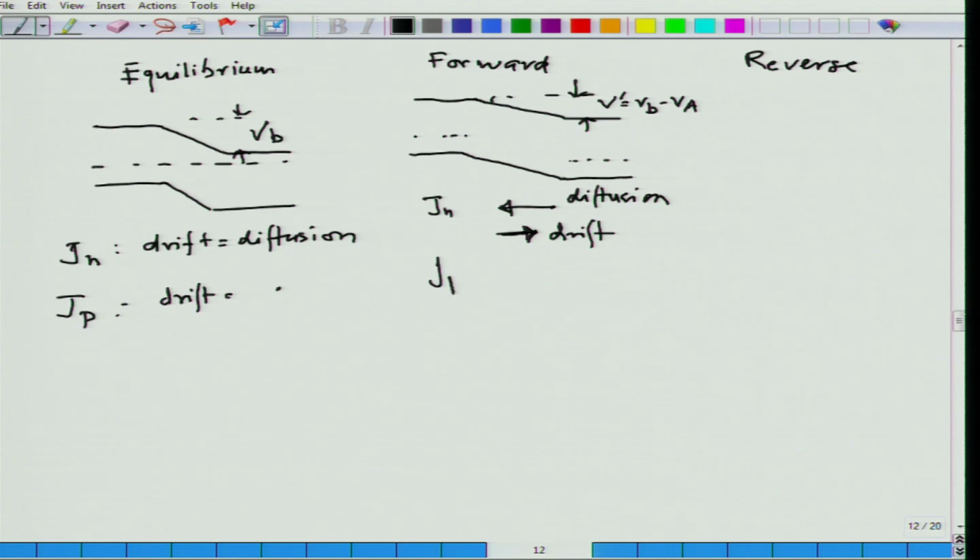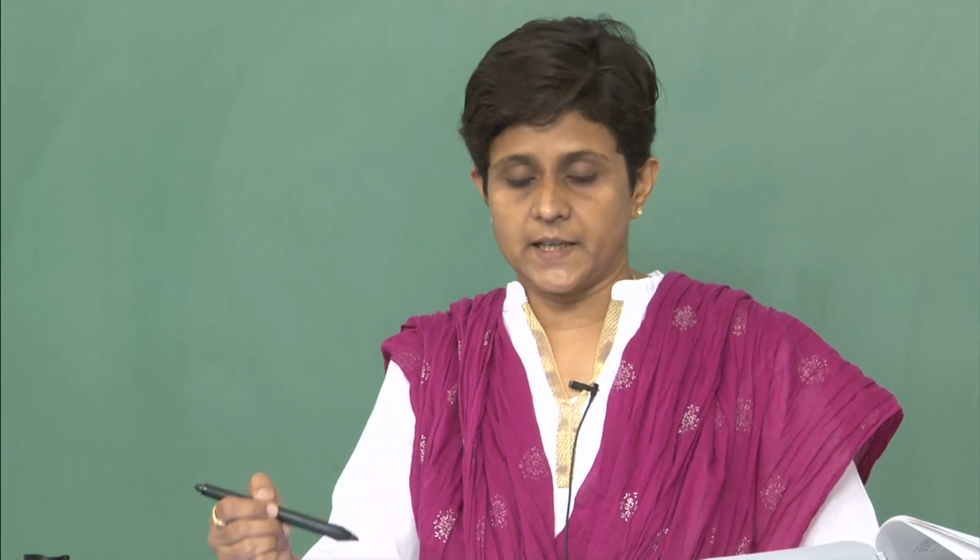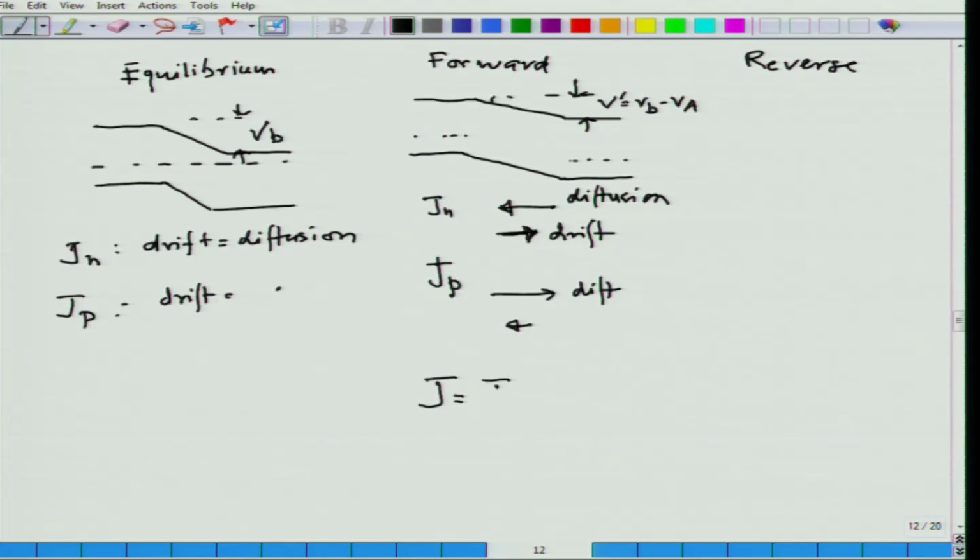Same thing is happening for the holes. The diffusion is in this direction, which increases substantially, and the drift remains almost similar. So, when I do the forward bias, I have excess current, because earlier these two currents were balancing each other, and the total current through the device is going to be the current due to the electrons plus the current due to the holes.